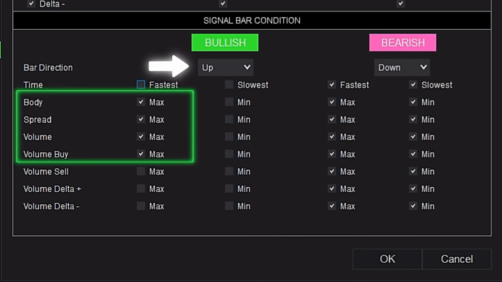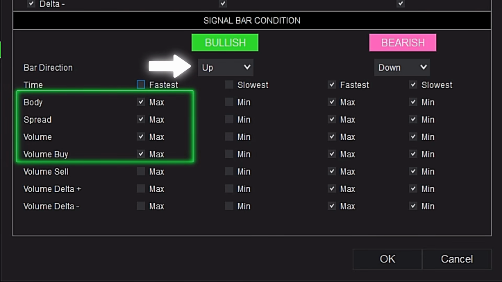Step 2. Enable the required extreme conditions. After selecting the candle direction, we turn on the core conditions necessary for a strong buy signal. Body max, the candle has the largest bid body. Spread max, the widest price spread. Volume max, the highest total trading volume. Buy volume max, the strongest buying volume.